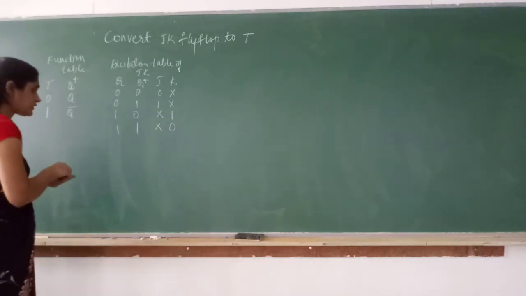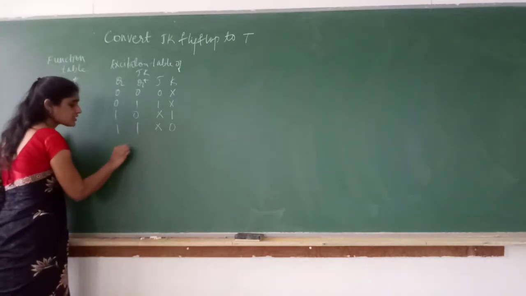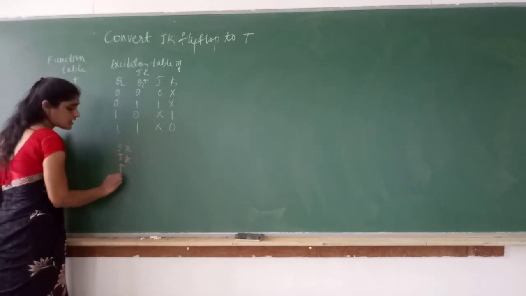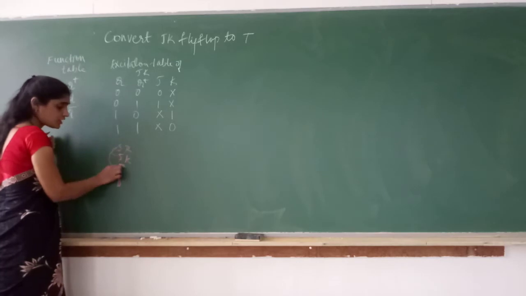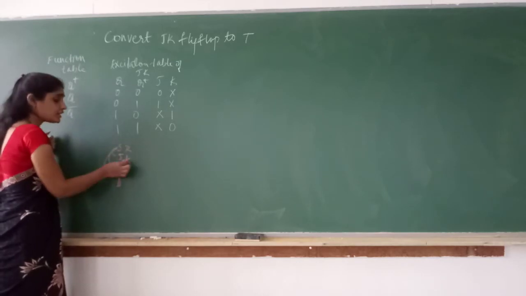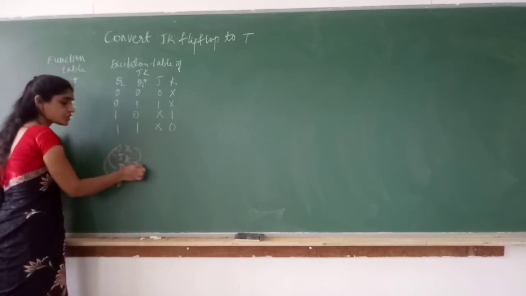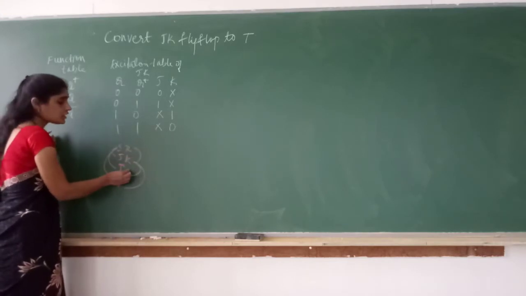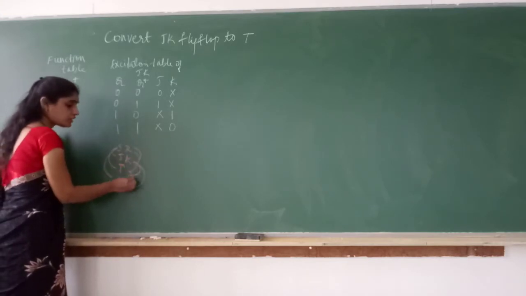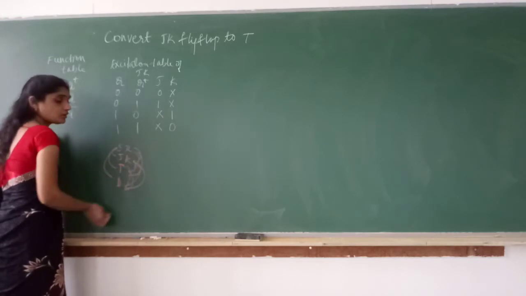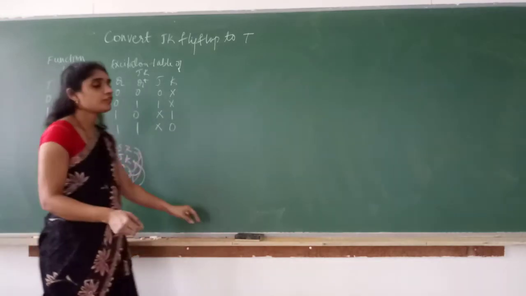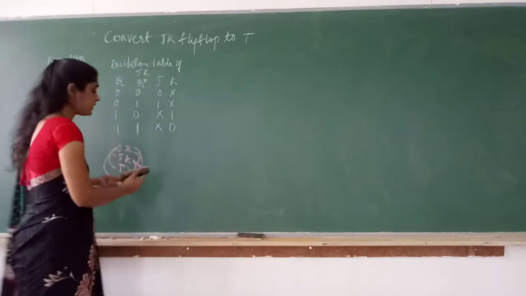They'll ask you to convert, we have four flip-flops now: SR, JK, T and D. They'll ask you to convert SR to JK, SR to T, SR to D. Or convert JK to SR, JK to T, JK to D. Or convert T flip-flop to SR, T to JK, T to D. Or convert D to SR, D to JK, D to T. So like this, they can give any flip-flop and ask you to convert one flip-flop into another.